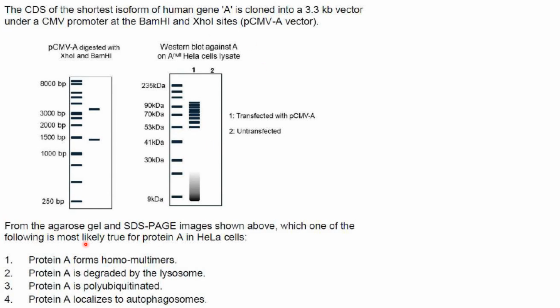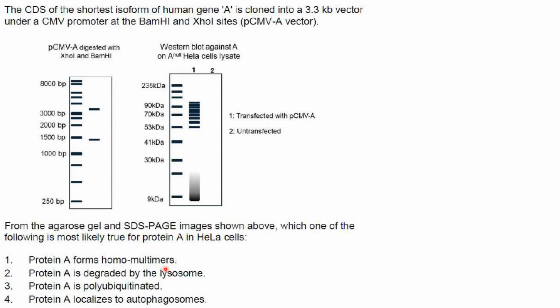Then, from the agarose gel and SDS-PAGE images shown above, which one of the following is most likely a property of protein A in HeLa cells? So, option 1: protein A forms homomultimers.